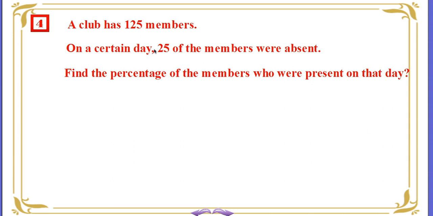You have 25 of the members who were absent. You can find the percentage of the members who were absent by 25 over 125 and then multiply by 100%. After that, we take 100% subtract the percentage of the members who were absent, and then we have the percentage of the members who were present on that day.